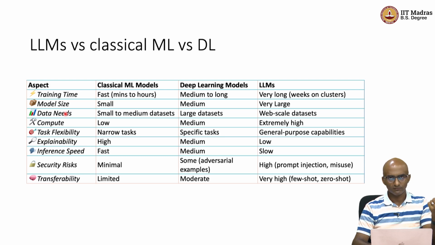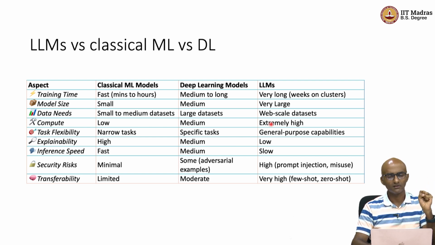What data does it need for a model to be built? For classical ML, it's small to medium data sets. Big data is also possible. Deep learning is large data sets most often. LLMs are extremely large data sets called web scale data sets, right? The compute requirement for classical ML is minimal. Deep learning requires a bit of GPU to make it faster, but you could run some deep learning algorithms on CPUs as well. But for LLMs, it has to be GPUs, right?